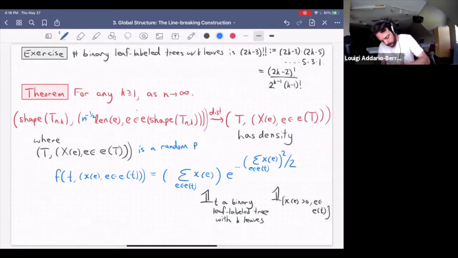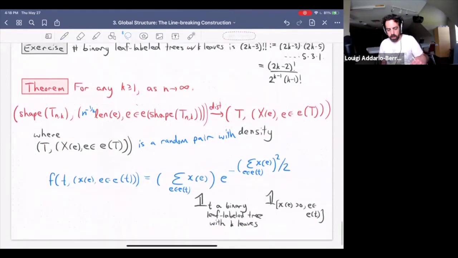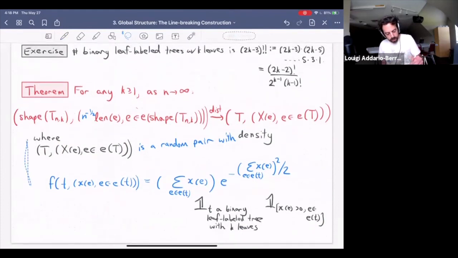So pair, because it has 2 coordinates, even though both of the coordinates are sort of slightly complicated objects themselves. So with density given by this function f here. Yeah. So let's record some. Yes, exactly. So this is the definition of the things on the right.